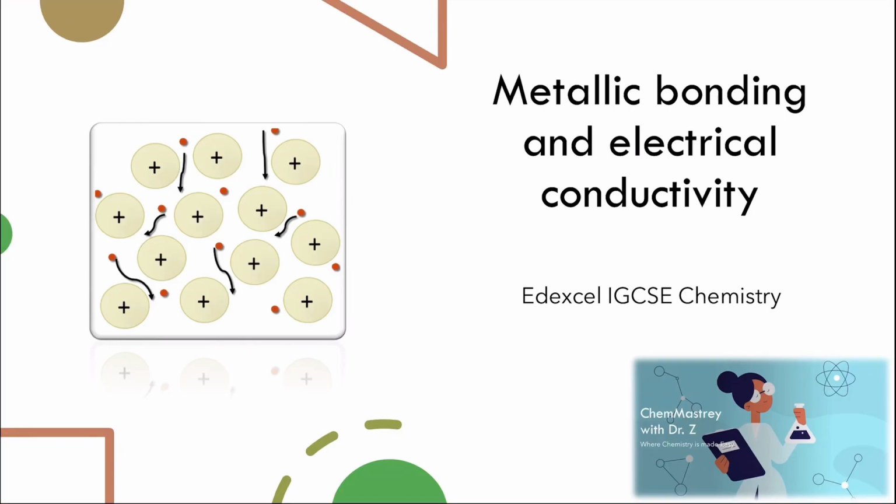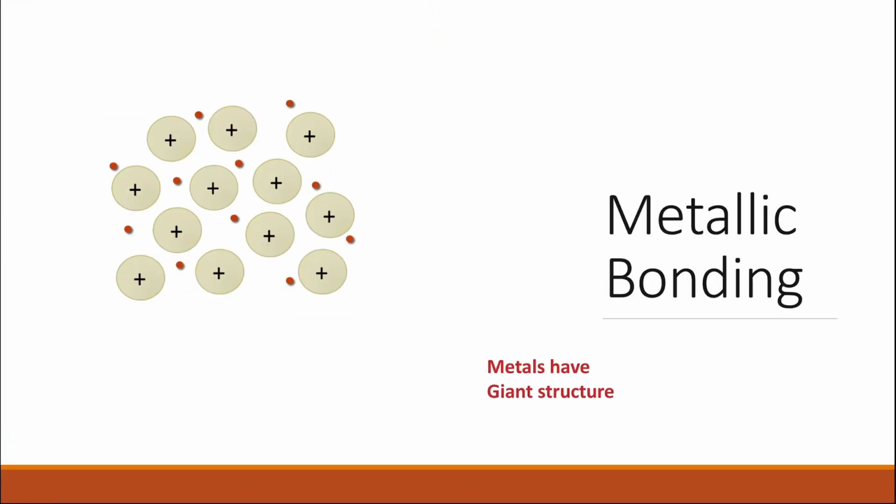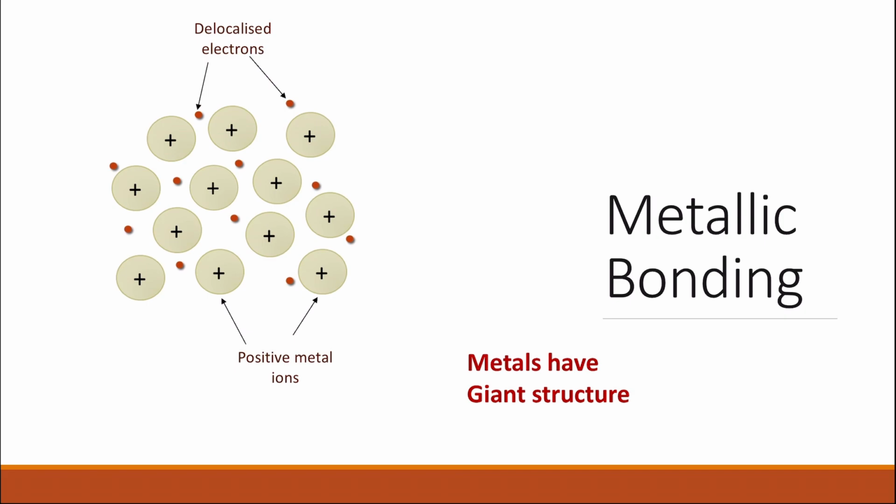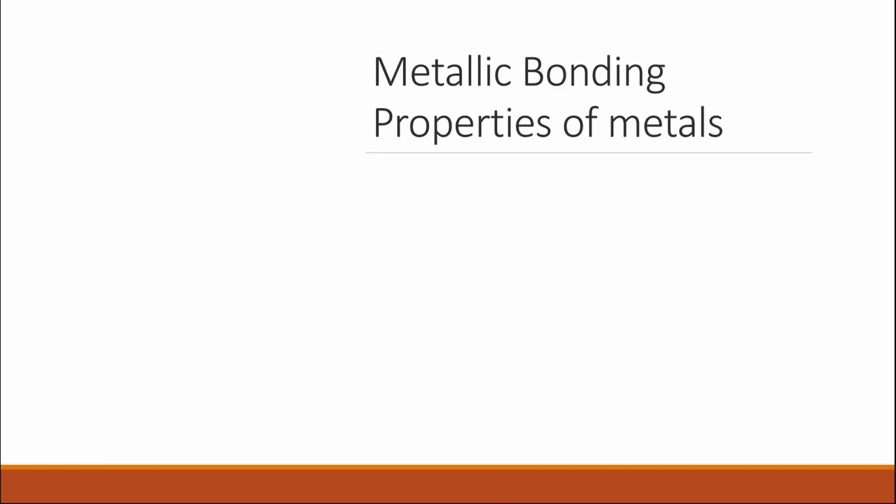Metallic bonding and electrical conductivity. Metals have a giant structure. They are formed of positive metal ions and delocalized electrons. The electrons are free to move in between the positively charged ions of the metal, and the metallic bonding comes from the electrostatic interaction between the delocalized electrons and the positively charged ions.